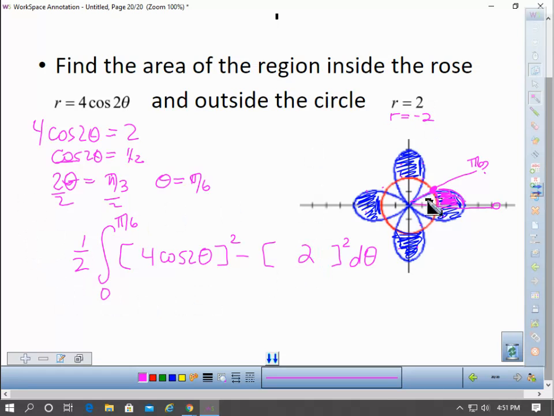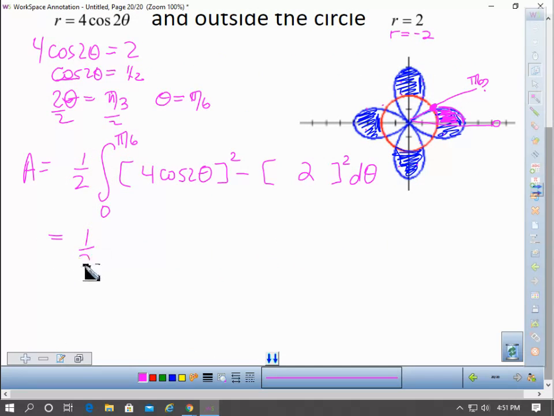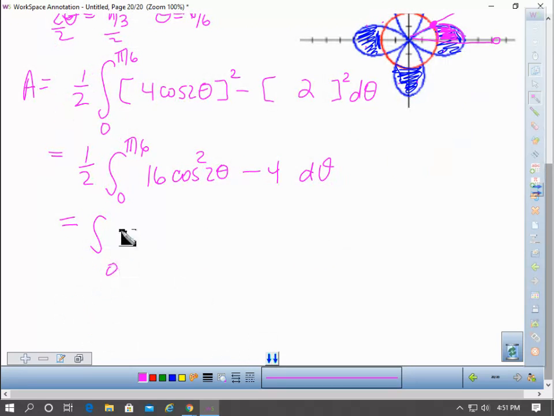Now, this is only going to find one piece or half of a piece. So my area I'm doing here is not my whole answer. I've got to remember that when I get to the bottom. So this will be 1/2 the integral from 0 to pi over 6. I'm going to square this. So that's going to give me 16 cosine squared 2 theta minus 4. Well, that's pretty easy. So let's go ahead and distribute the 1/2 across and get rid of that 1/2. So 1/2 will be 8 cosine squared 2 theta minus 2 d theta.